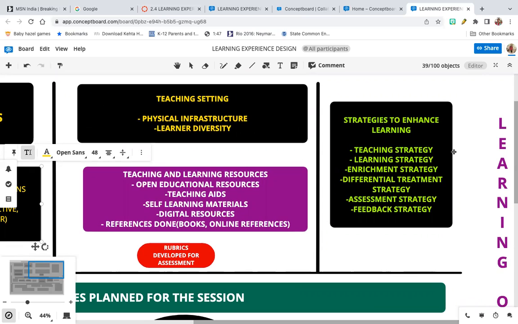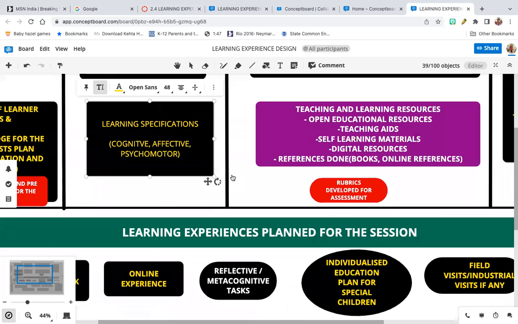Your teaching strategy, what will be the learning strategy of the student once you have taught the subject? What would be the enrichment strategy for that particular topic? What would be the differential treatment strategy? All the children in the class are not the same. All the students are not the same. So what is a differential treatment strategy you're going to use? What is the assessment strategy? What is the feedback strategy that you're going to use for this topic?